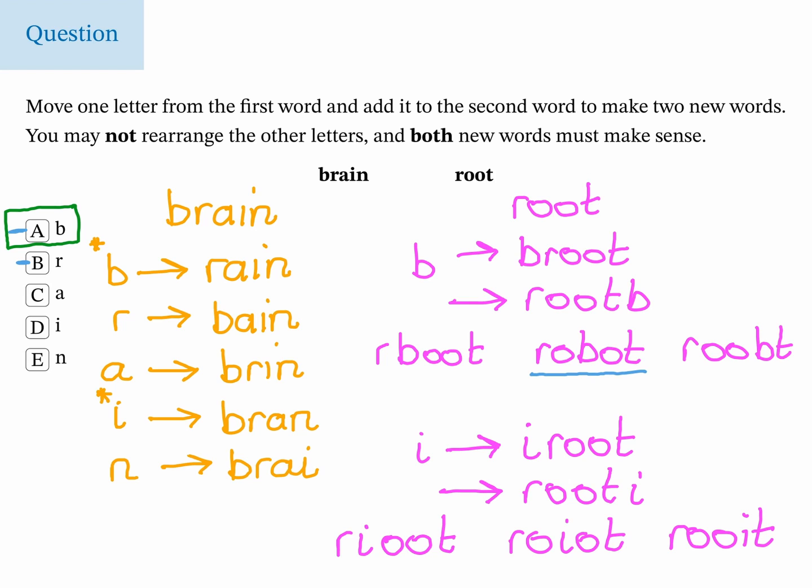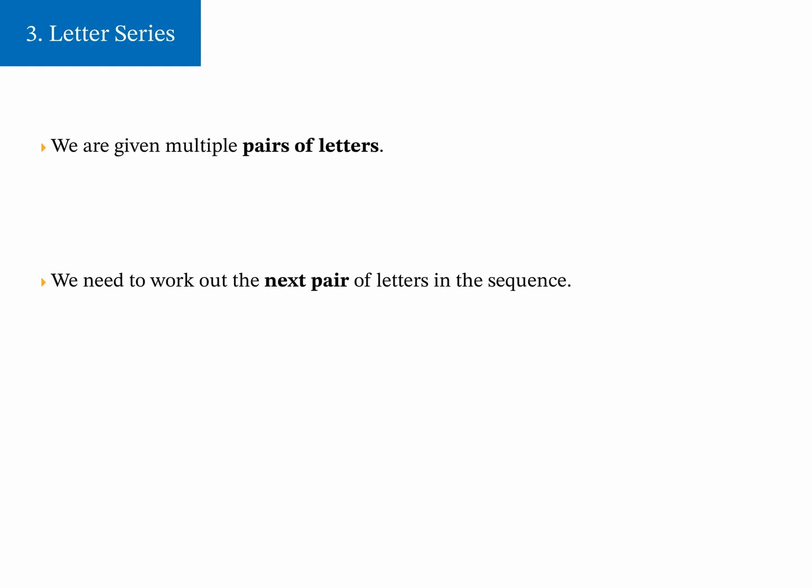Okay, let's now have a look at a different type of question you might encounter. In this question type, you're given a series of letter pairs, and this might be 4, 5, 6. It could be something like this, for example. What we have to work out is how each letter in the pair are connected to each other. What's the relationship between them?